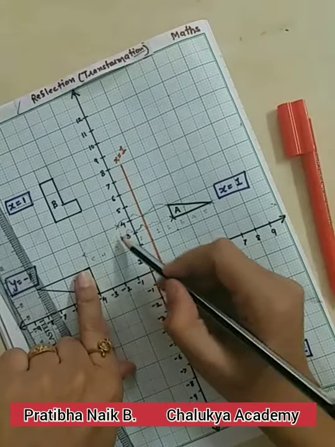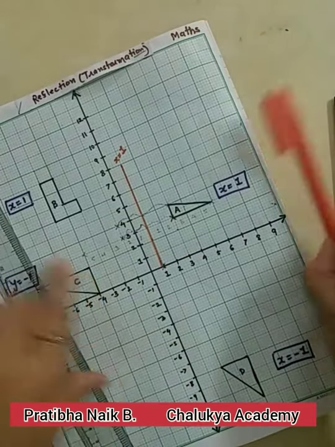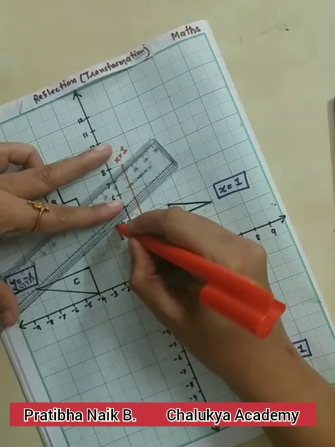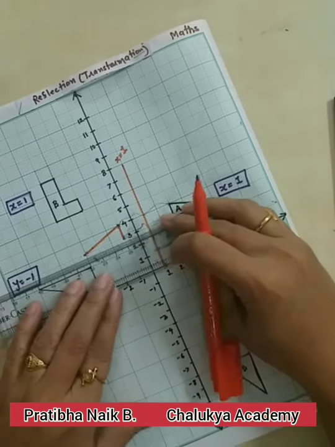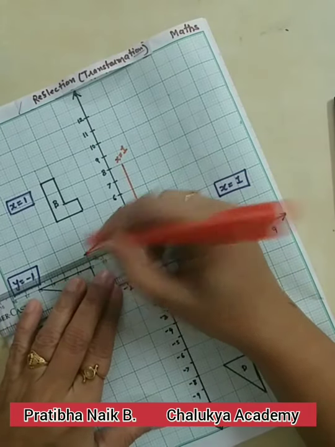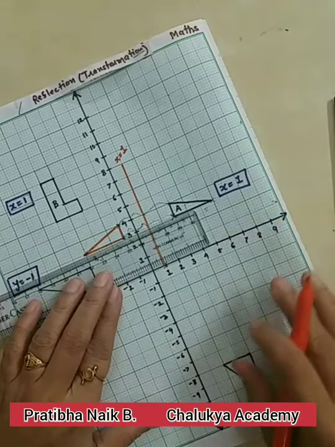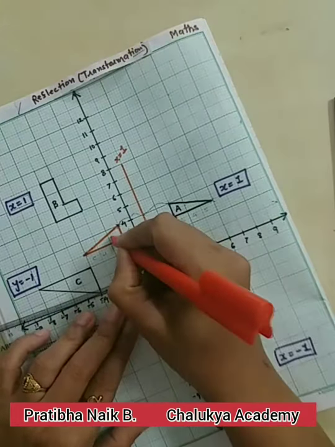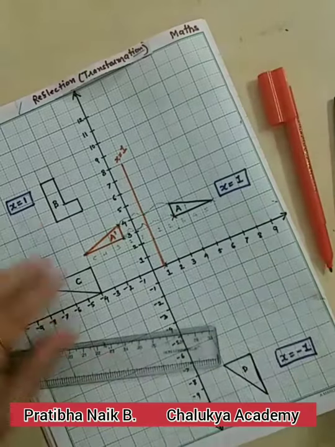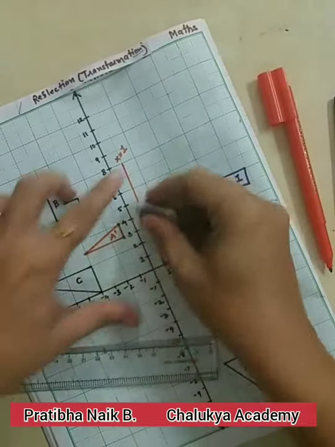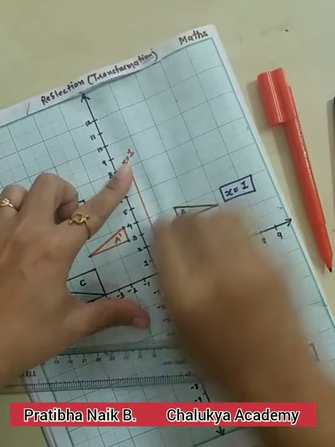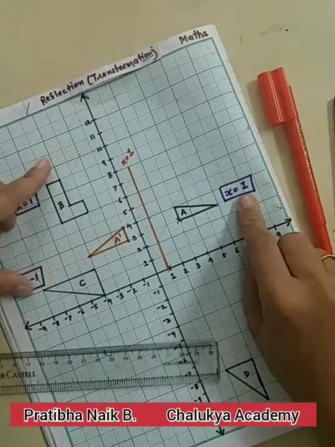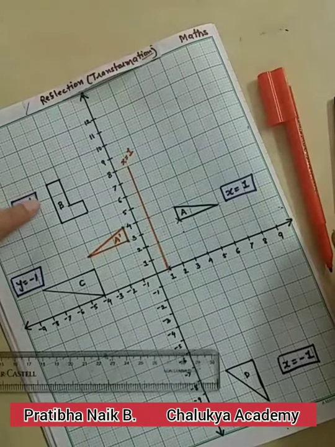This way we got all 3 vertices of the triangle and we can draw the image of the given triangle. So this is how you have to draw a reflection of the given triangle. So this is the reflection of the given triangle. I am just writing down A dash. So A dash is the reflection of triangle A through mirror line x equal to 1.